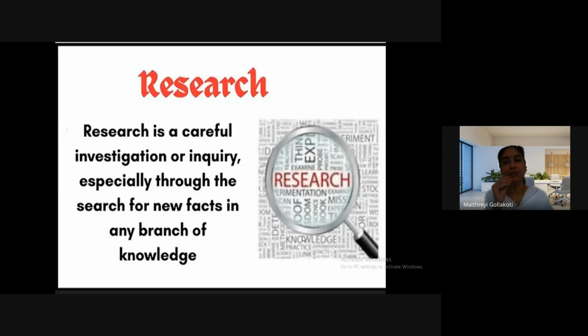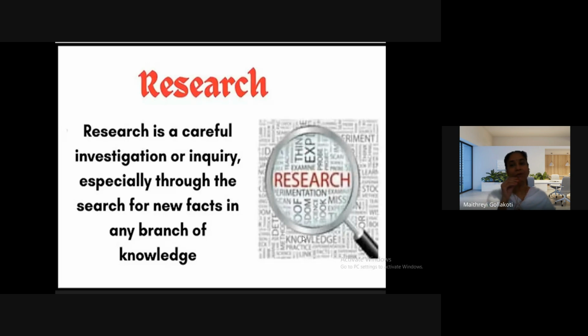So let us try to understand what research is. Research is a careful investigation or inquiry, especially through the search for new facts in any branch of knowledge. Let us try to understand each word carefully. Research is a careful investigation. Research always tries to investigate and find new things.